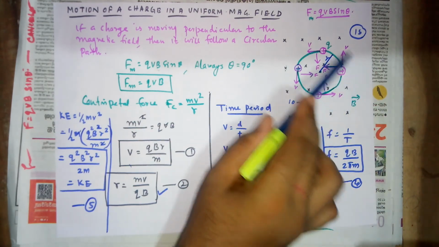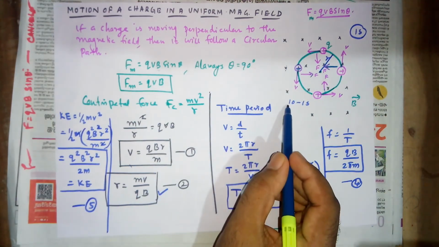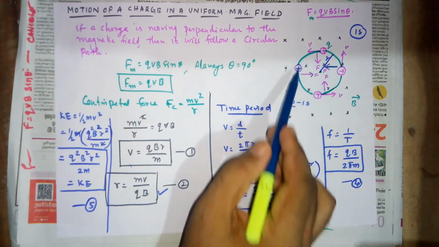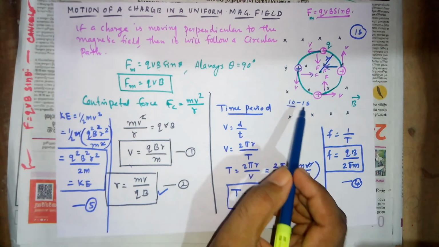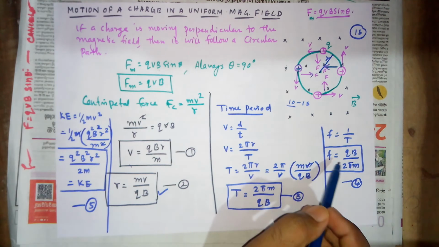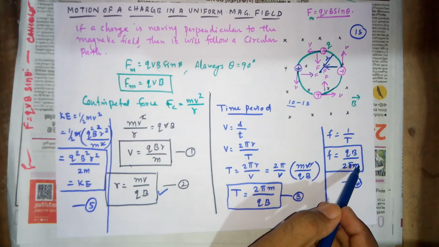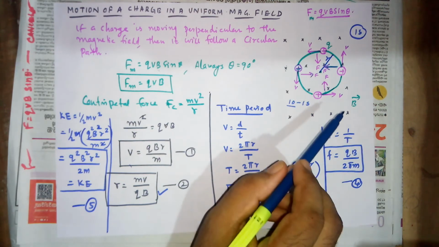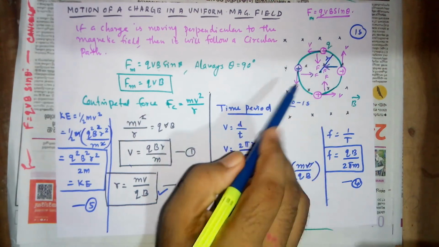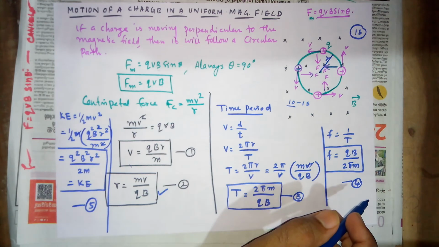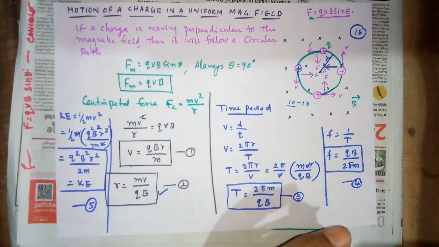So if it is moving in a larger circle, to maintain the same frequency, it has to move much faster. If it is moving in a smaller circle, to maintain the same frequency, it has to revolve slowly. So as frequency is independent of the radius of the circle, we can say that if the charged particle is moving in a larger circle, it has to increase its velocity. In a smaller circle, it has to decrease its velocity. So you have to keep this in your mind.